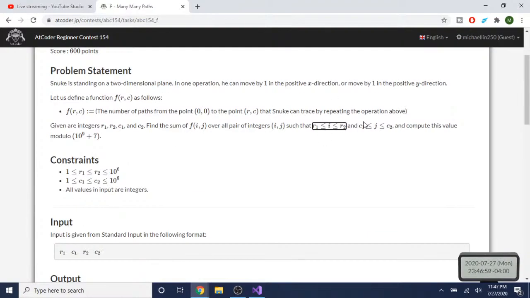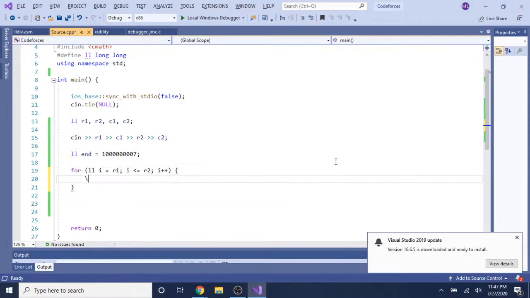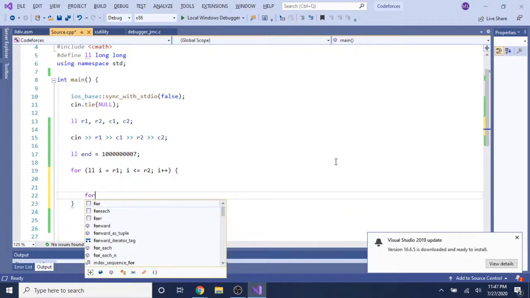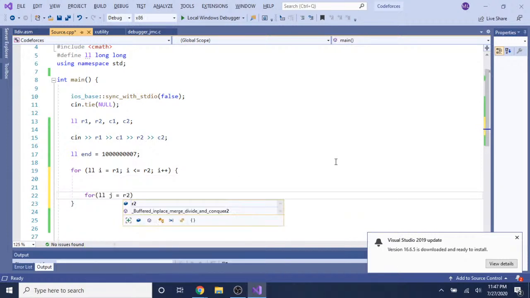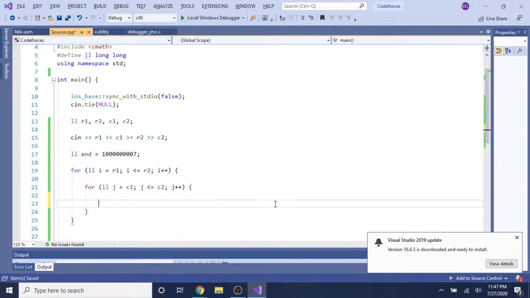Okay, so now we're going to start i from r1 to r2. So I'm going to write a for loop. i is going to start from r1, and then i is going to be less than or equal to r2, and then i plus plus. And then here I'm going to loop from j equal to c1, j is less than or equal to c2, j plus plus. Okay, so now we have those. To find the number of paths, we're just going to multiply i times j. So let's call the variable numPaths, and it's going to equal i times j.